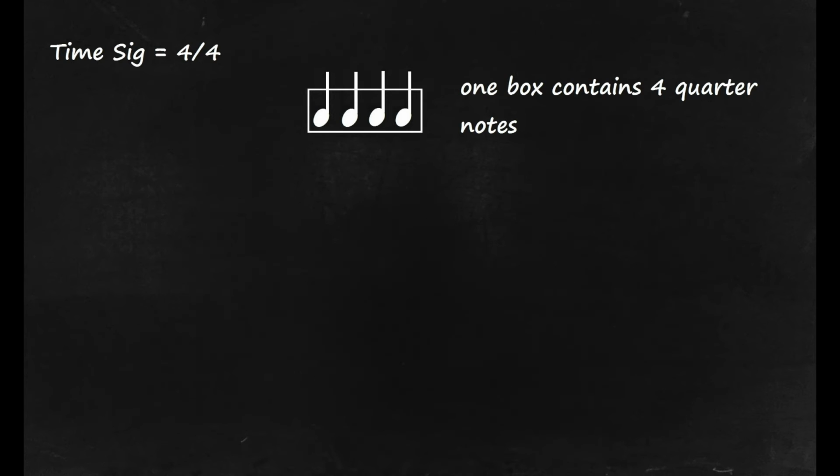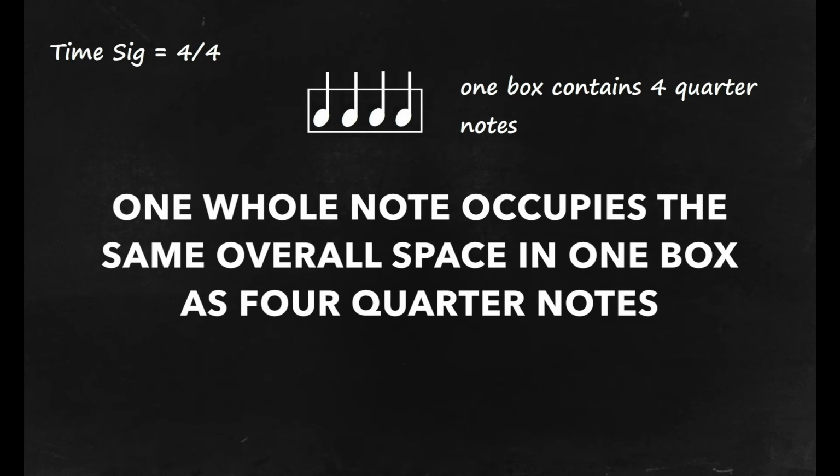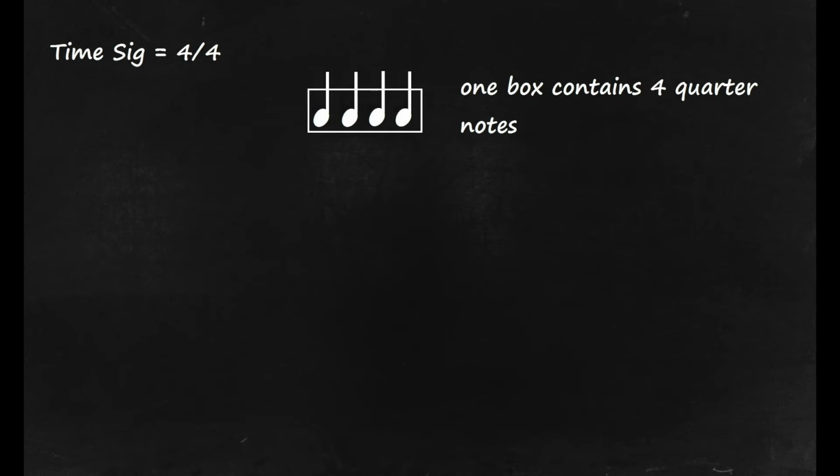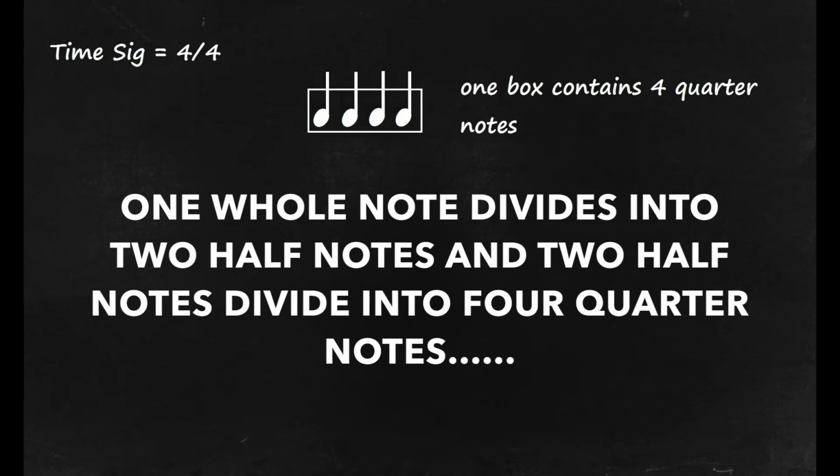I will now use the fractional terms to make it easier to understand when talking about notes and how many of them to put into one box. In a box of 4-4, we could also use just one whole note, because this has the same value in terms of occupying one bar or one box as 4 quarter notes. Remember that one whole note, a semibreve, will divide into 2 half notes, 2 minims, and 2 half notes will divide into 4 quarter notes, 4 crotchets, etc., etc.